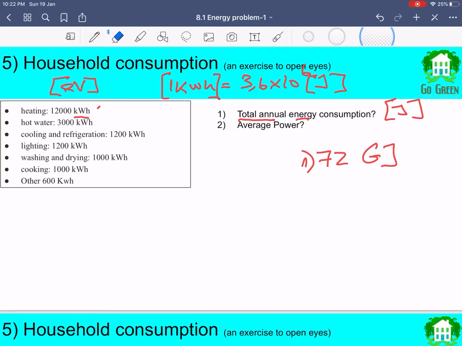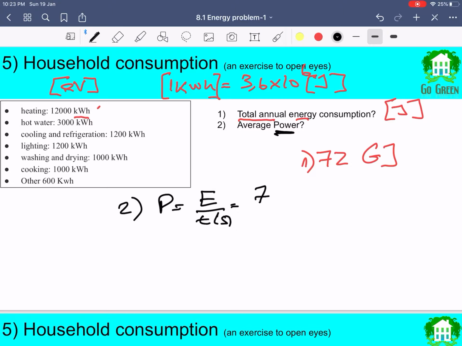Second problem, let's use another color. Second problem, what is the average power? Now, the average power is the average energy over the time in seconds. We have 72 gigajoules every year, but we don't want the time in years. We want it in seconds.